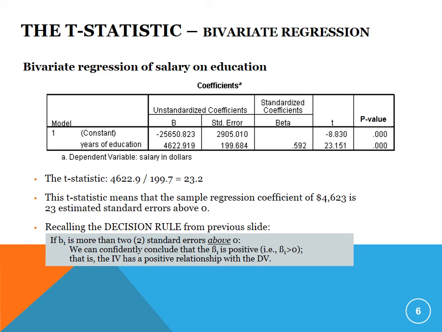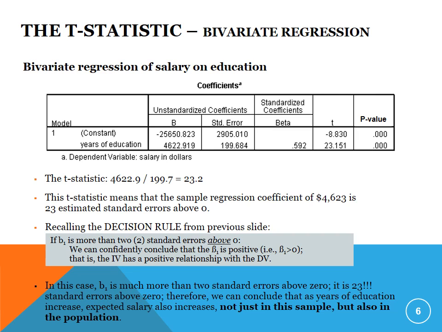So, like I just said, recalling our decision rule, I just copy pasted that decision rule from the previous couple slides, and it's really just that straightforward. You see our T of 23, and the decision rule says that if it's more than 2 standard errors above 0, in this case it's 23, then we conclude that there's a positive relationship, not just in the sample, but also in the population, because we're able to reject the null hypothesis. Okay?